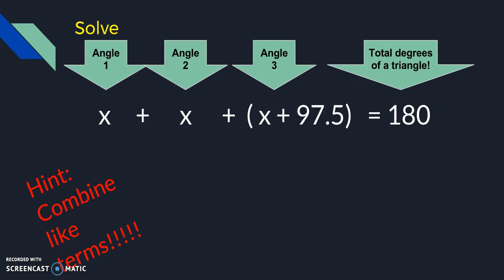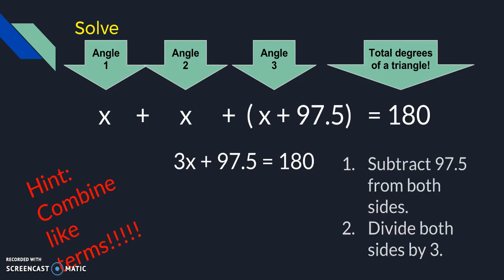And then I know, just based on common knowledge, that every triangle is going to equal 180 degrees. Okay, no matter what, it's always the same. I combine my like terms, and now my problem looks simplified. And then I solve for x. So I have to subtract 97.5 from both sides. And then I divide by 3. When I complete my math, you should have got x equals 27.5.